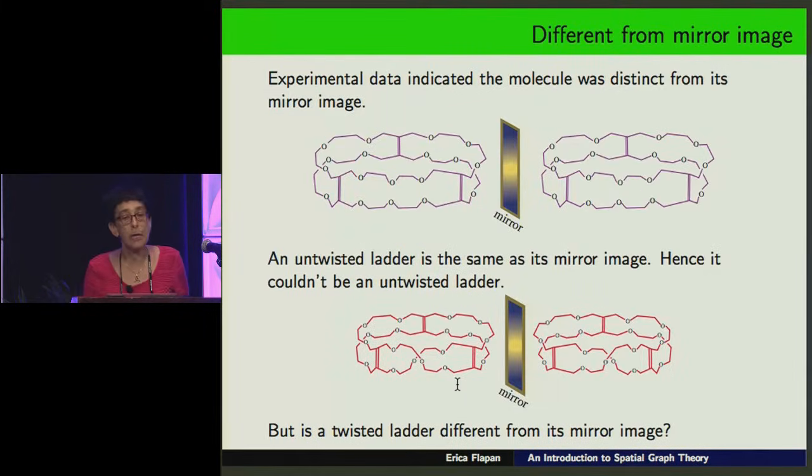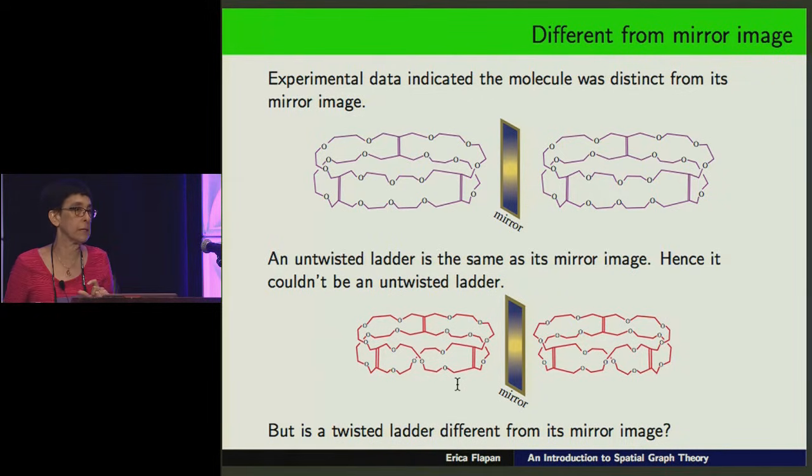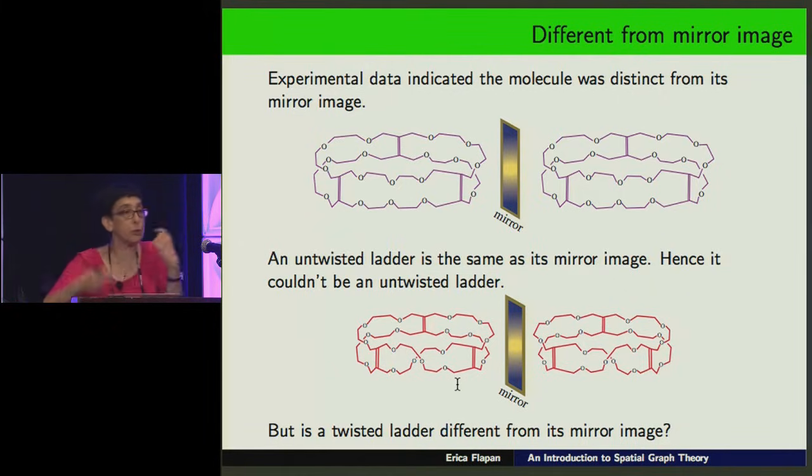Then they went on and used experimental data to conclude that the molecule was distinct from its mirror image. If you look at this, the untwisted ladder and its mirror image are exactly the same. So that tells you that the molecule didn't join straight without any twist. But that doesn't mean it joined with a twist. Maybe it joined with multiple twists or in some other crazy way.